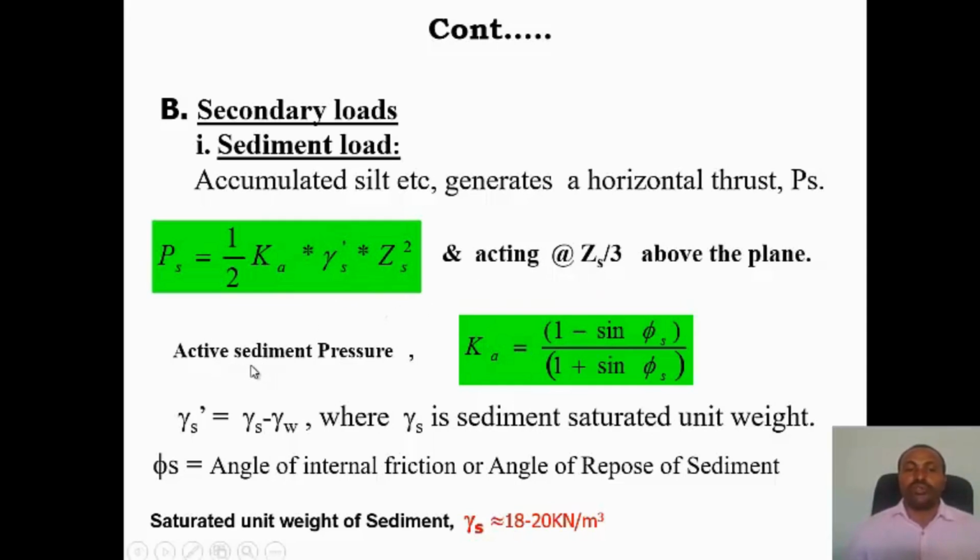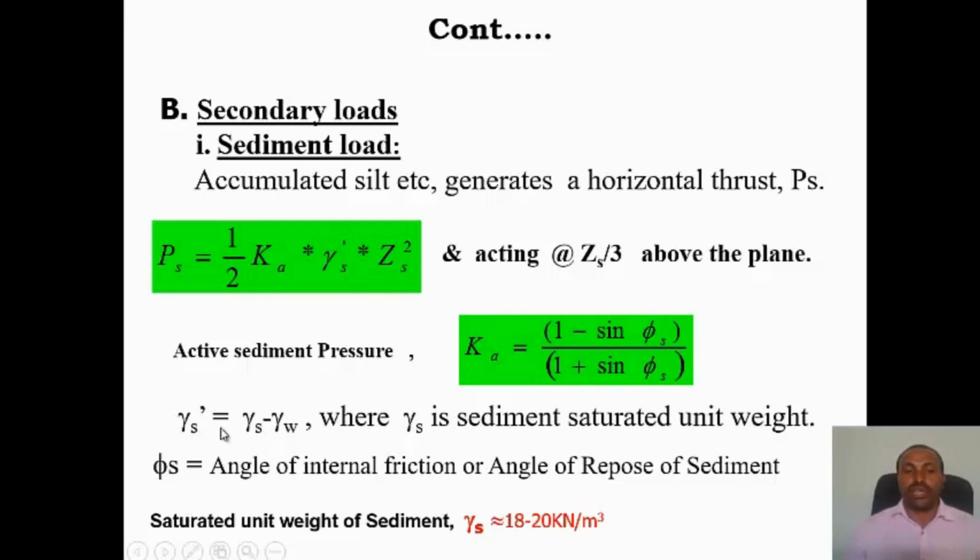Active sediment pressure you can calculate using this equation, because the sediment is in front of the dam, which is actively pushing the dam structure. So this is the equation: Ka = (1 minus sin φS) over (1 plus sin φS). φS is the angle of internal friction of the sediment.